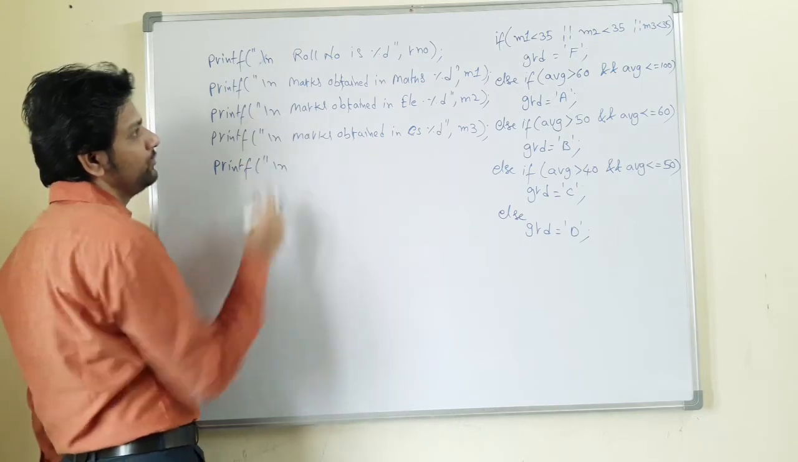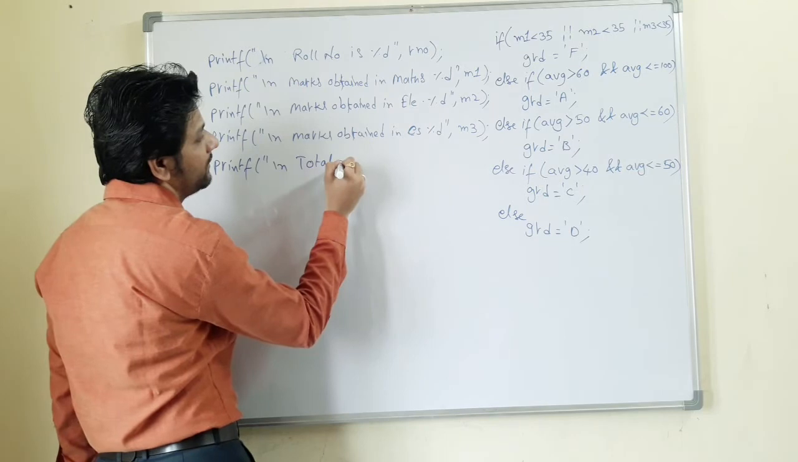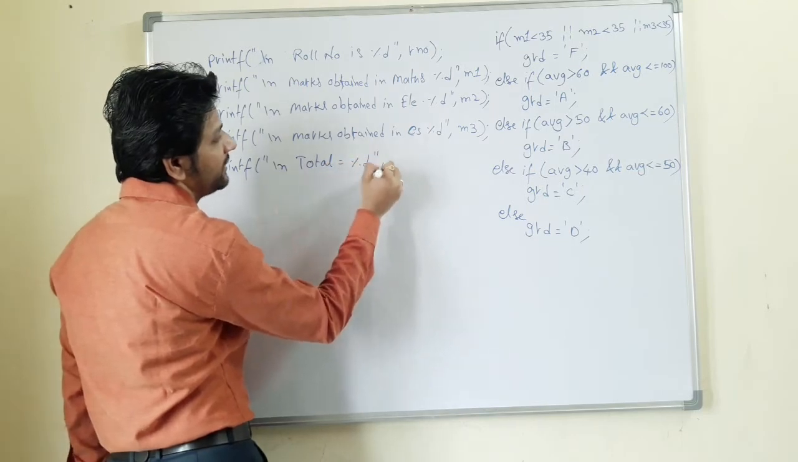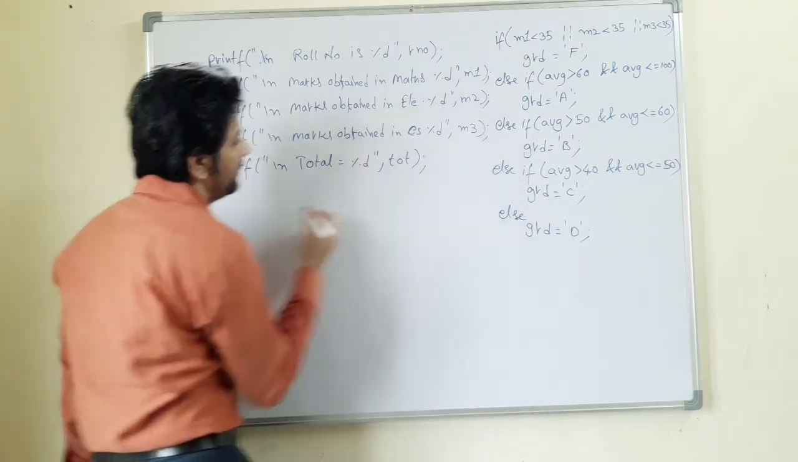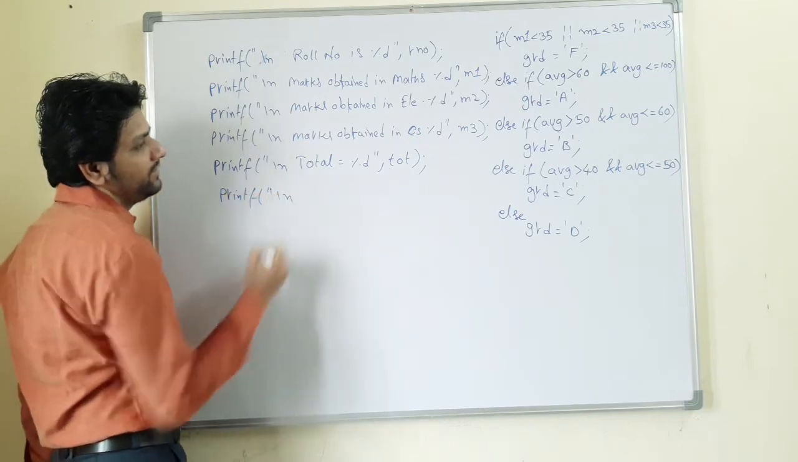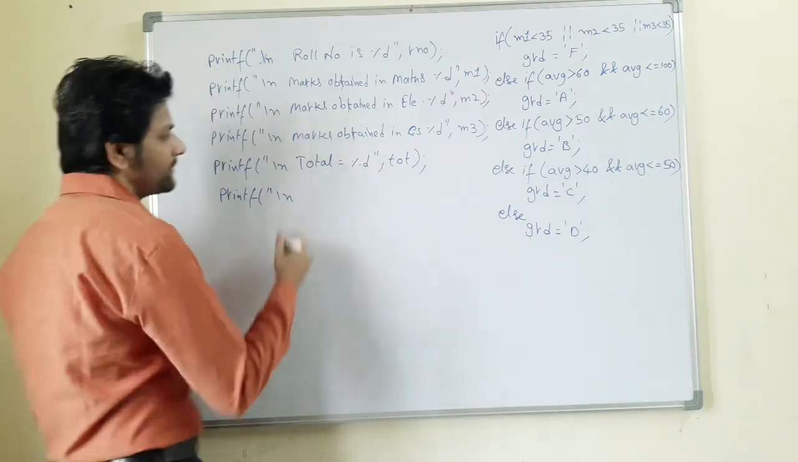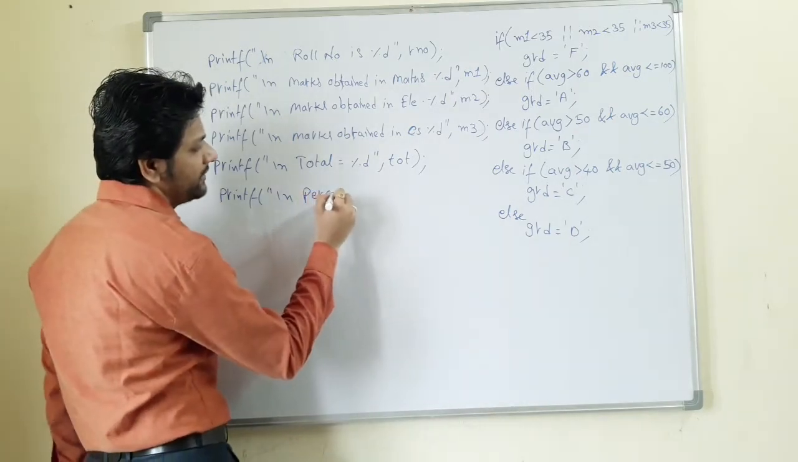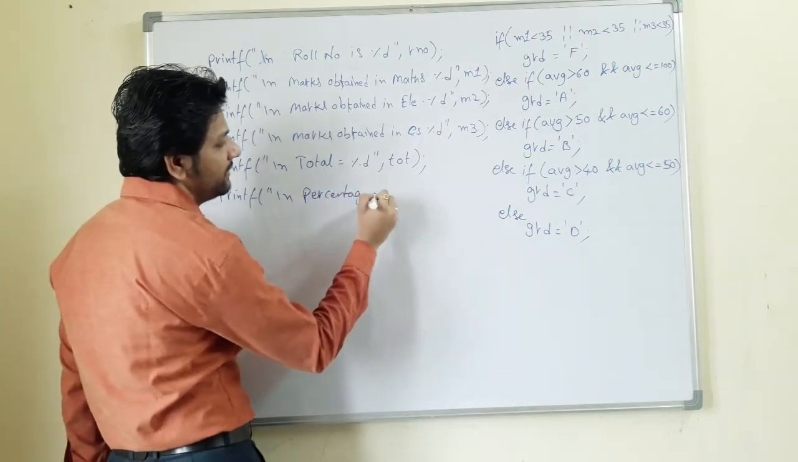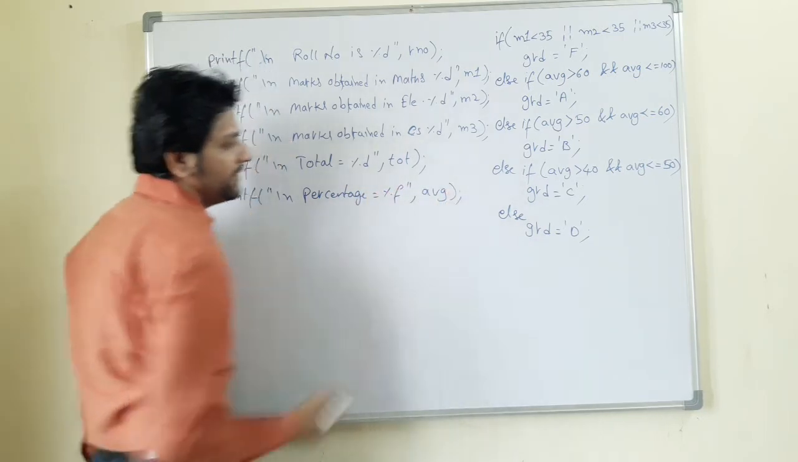Printf \n, every time a new line must be displayed. Total equals to %d, comma, where is that? Total. And we will display the details. What are we going to display? Average, nothing but I am displaying here percentage equals to %f, comma, where is that? In average.